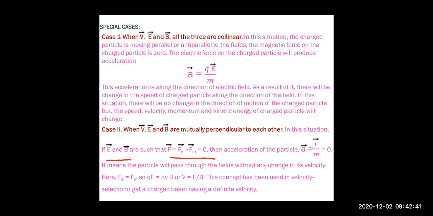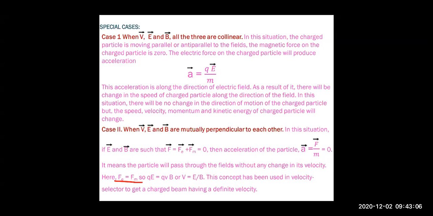No force means there is no acceleration. No force is acting, so it is going to move as it has entered, in the same direction with the same speed, right? It means that the particle will pass through the field without any change in its velocity. Right? No change, no deflection.